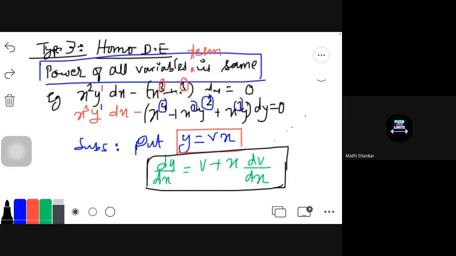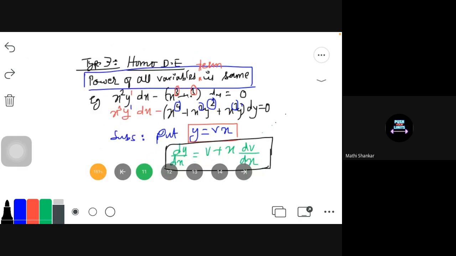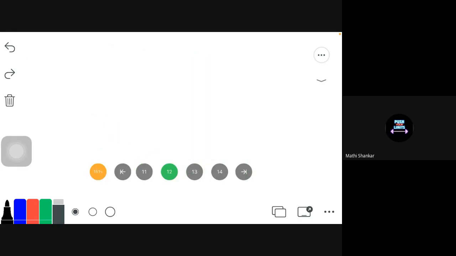Done. I hope everyone has taken the screenshot. Let's move to the next. So let's solve a numerical of this homogeneous type.